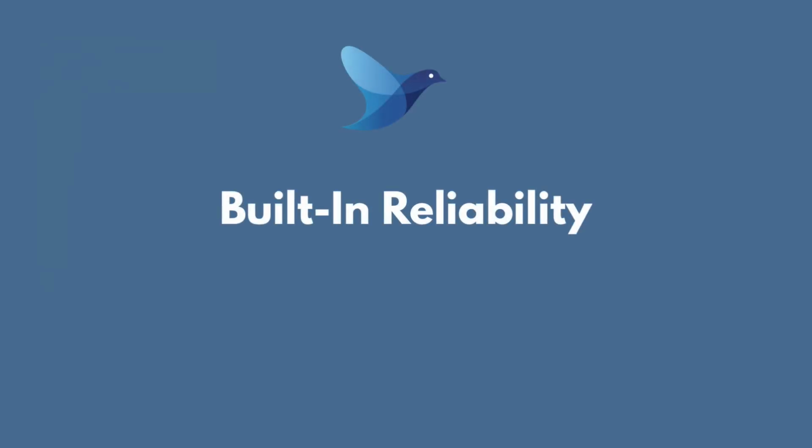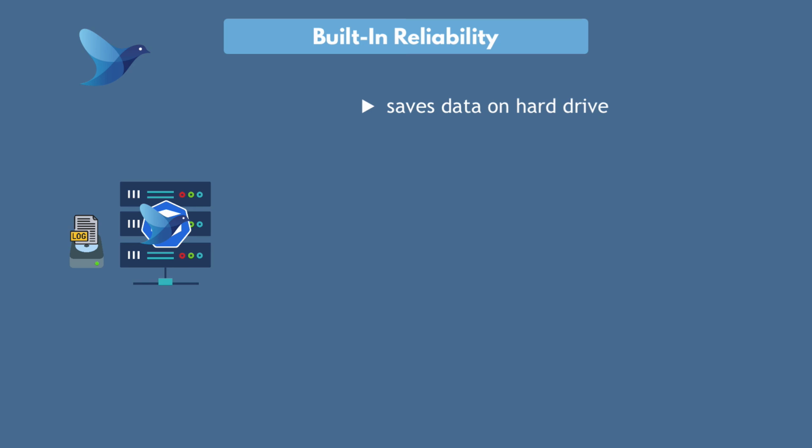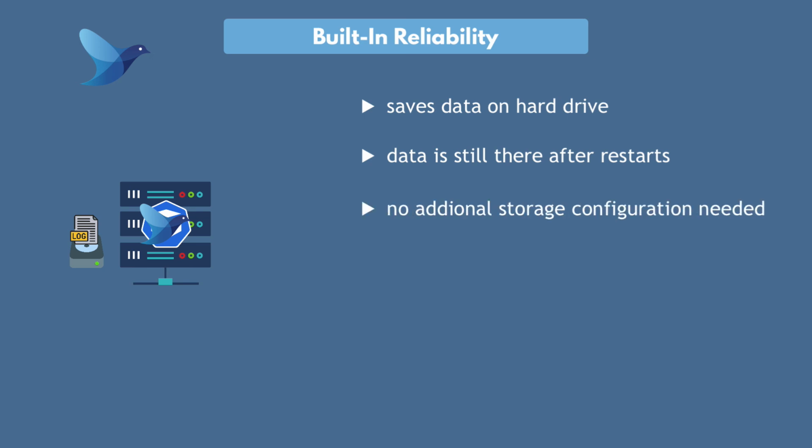Now, one big advantage of Fluentd is its built-in reliability. When Fluentd collects and processes the data, it saves it on hard drive until it sends that processed data to the configured output destination. This means that if Fluentd pod restarts in the middle of collecting or processing the data, or the whole server restarts, the data will still be there. And when Fluentd starts again, it can pick up from where it left off. And it also means you don't have to configure any additional storage for Fluentd, like Redis database, and so on.